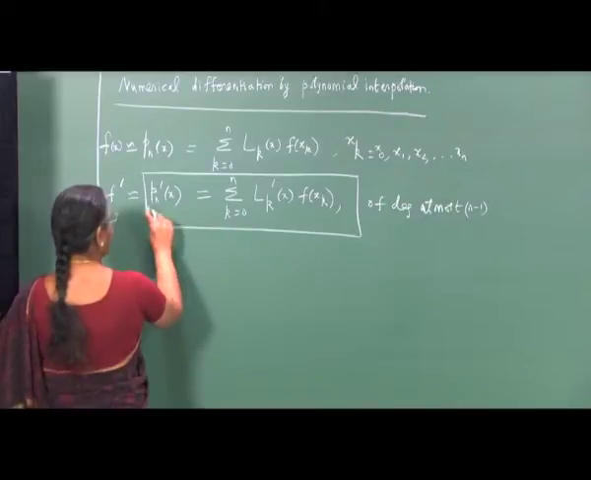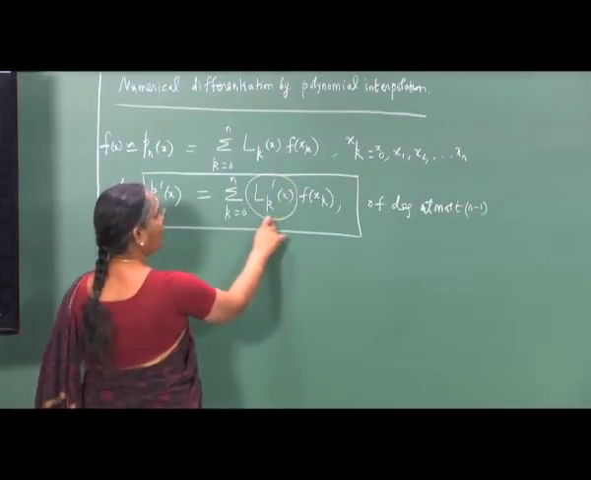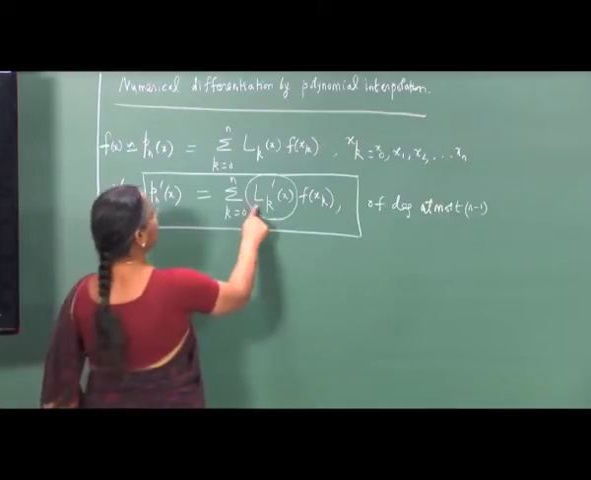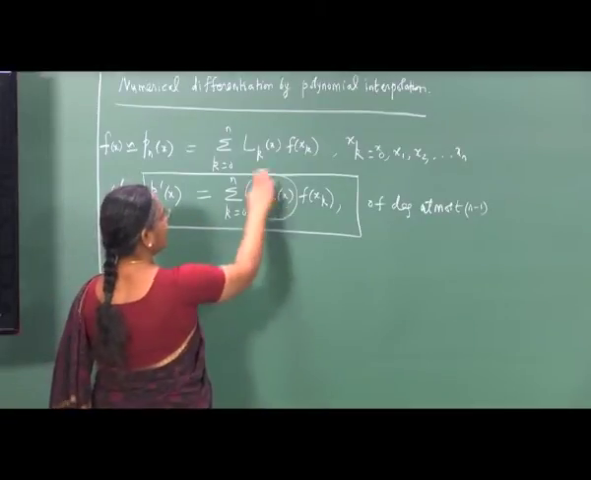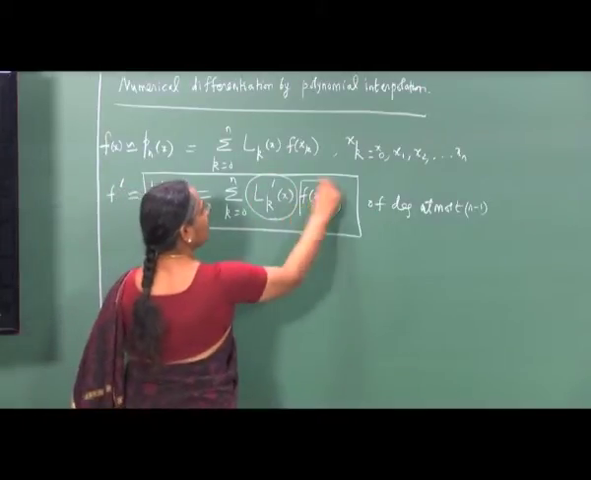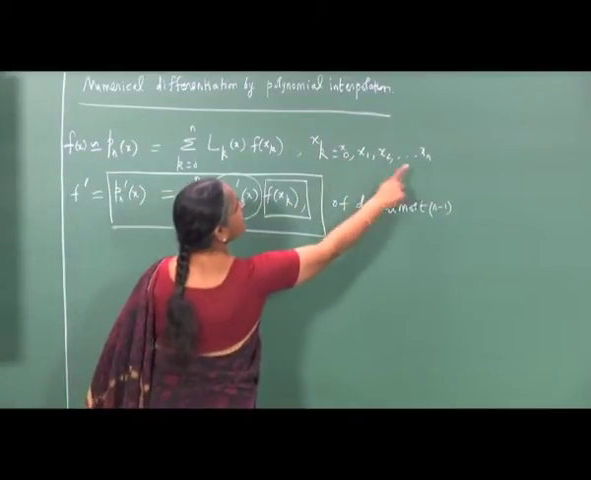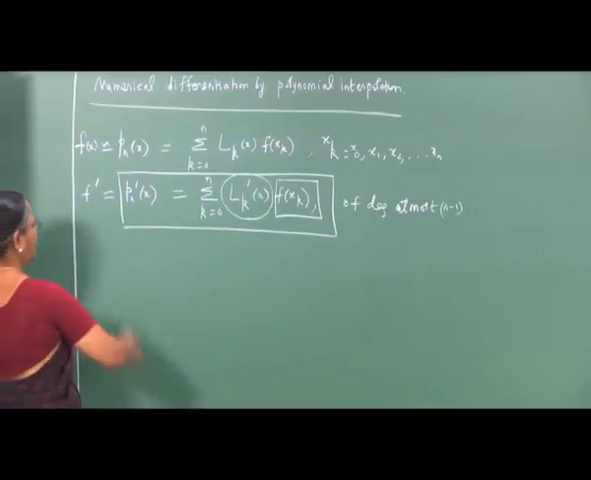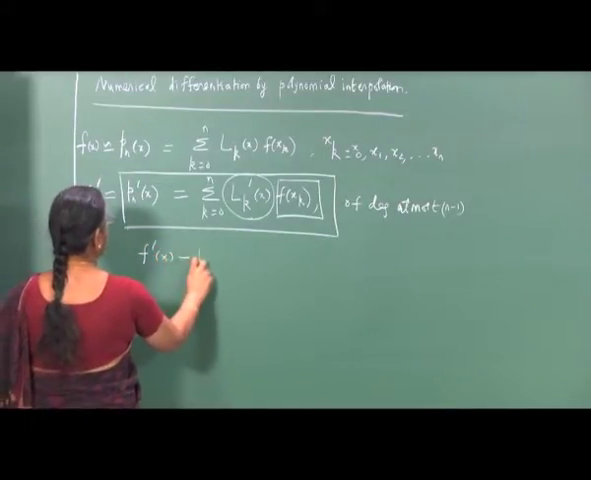And this Pn dashed, when you look at this expression, is a linear combination of these polynomials which are obtained by taking the derivative of Lk of x. So, this expression is a linear combination of the derivatives of Lk of x with coefficients given by the values of the function f at these points. So, the question now is, what is going to be the error in such an approximation?